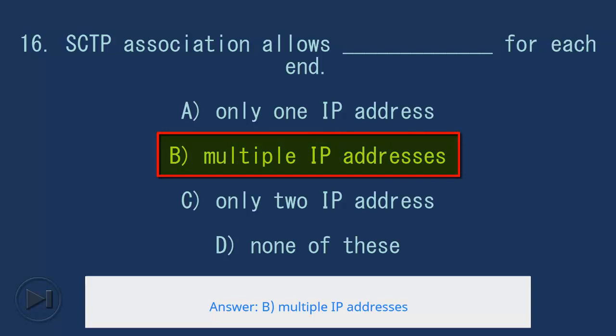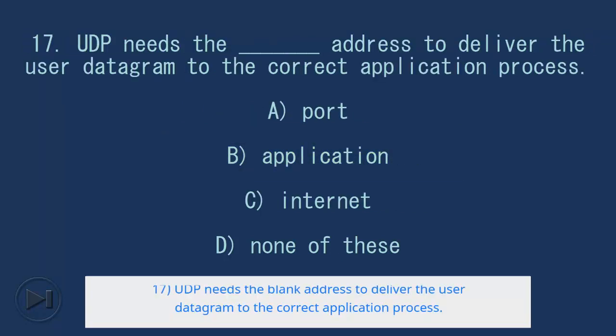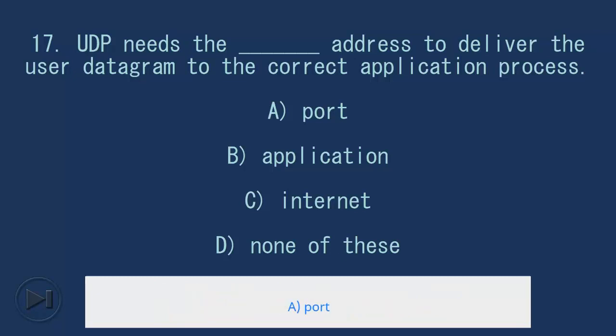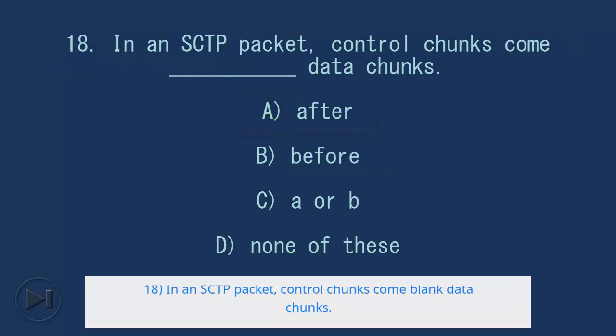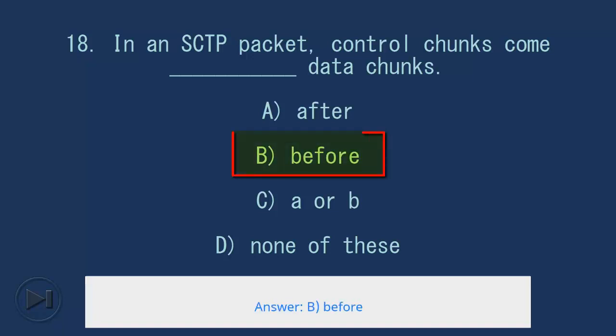Multiple IP addresses. 17. UDP needs the blank address to deliver the user datagram to the correct application process. A. Port. B. Application. C. Internet. D. None of these. Answer, A. Port. 18. In an SCTP packet, control chunks come blank data chunks. A. After. B. Before. C. A or B. D. None of these. Answer, B. Before.